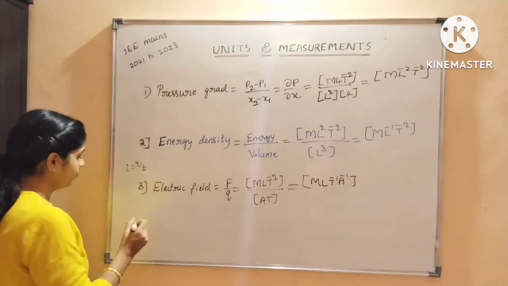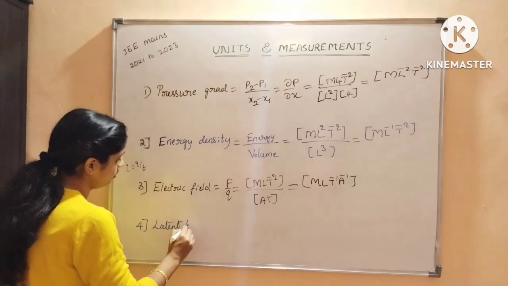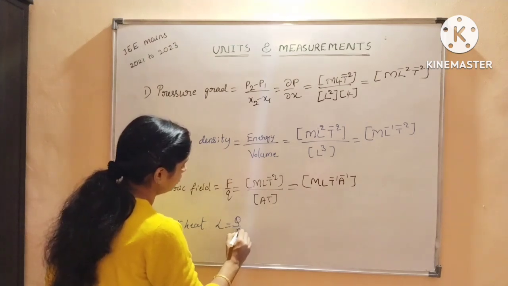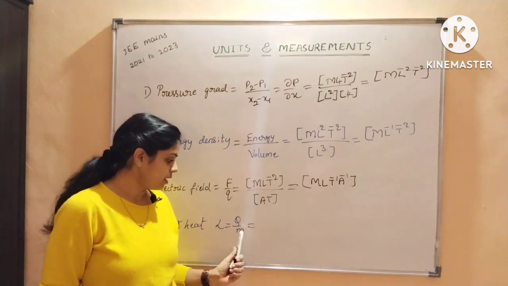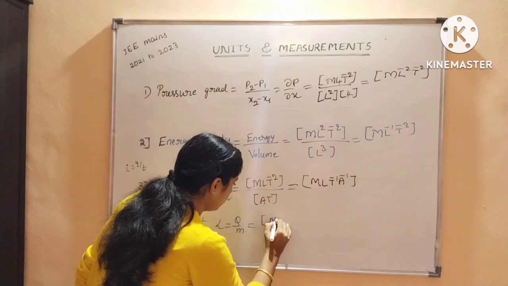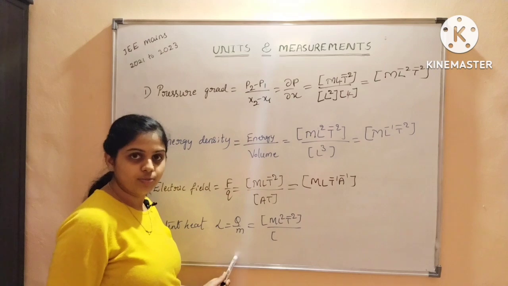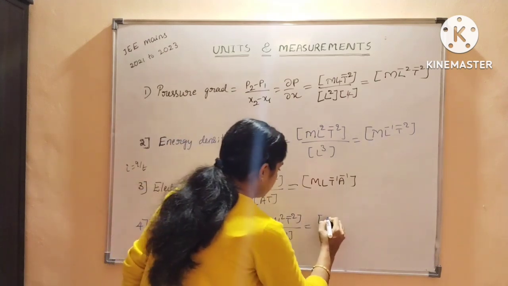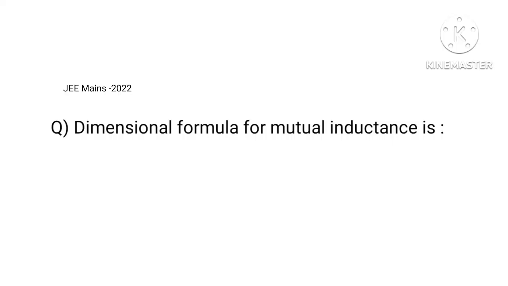Last one, latent heat. L equals Q by M, where Q is energy released or absorbed during the process, M is mass. What is the dimension of energy? M L square T raised to minus 2. Dimension of mass is M, which gives M power 0 L square T raised to minus 2. Let's go for the next question.